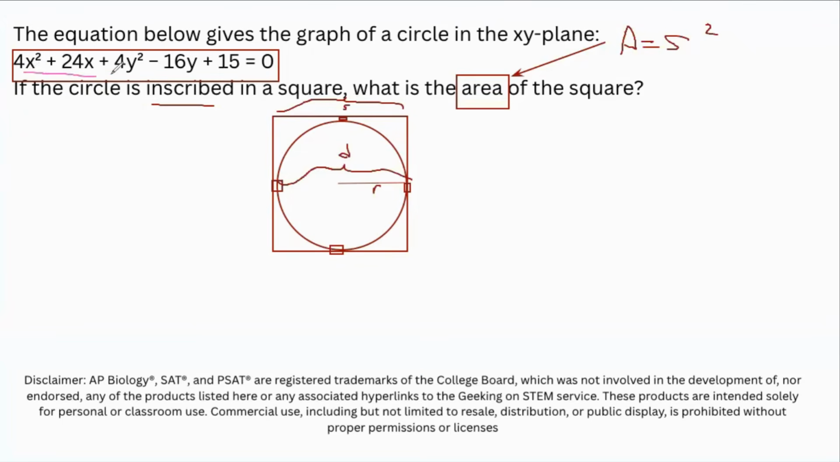Luckily, they have the x's in one spot and the y's in one spot, so I can go ahead and remove the highest coefficient. In this case, I can go ahead and remove a 4 here.